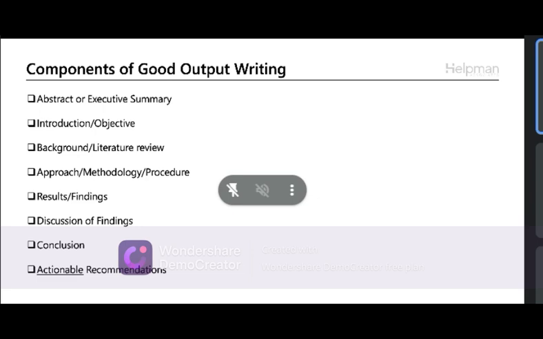Let me tell you something about it. Abstract in academic publications is different from executive summary in policy-related work. In executive summary, in fact, some executive summaries are supposed to be an abridged version of the report. So that's the first section.